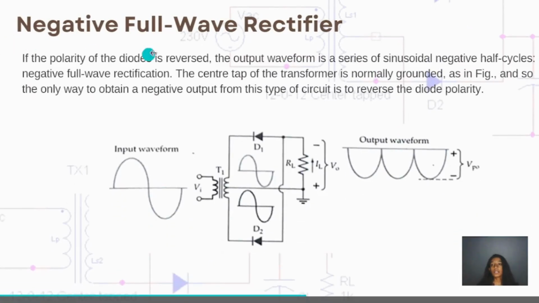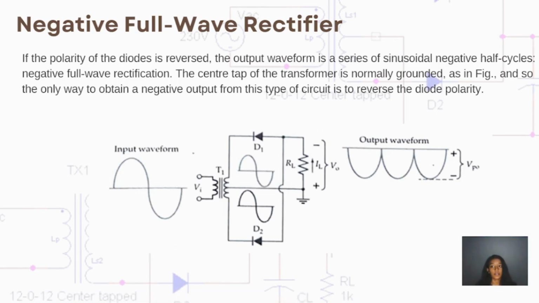Now, looking at the negative full wave rectifier, if the polarity of the diodes is reversed, the output waveform is a series of sinusoidal negative half cycles. Negative full wave rectification, that is what we can see. The center tap of the transformer is normally grounded.